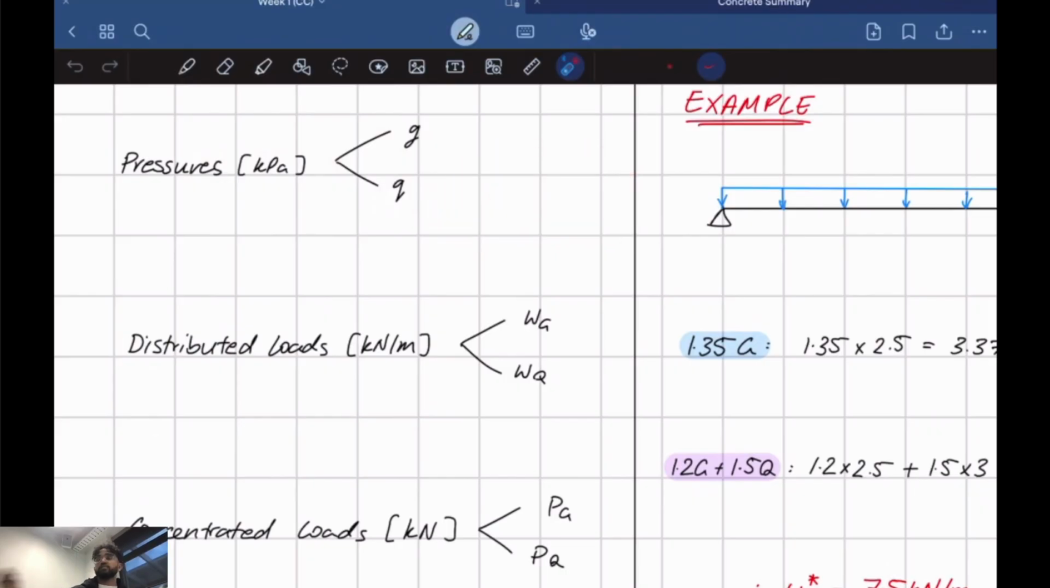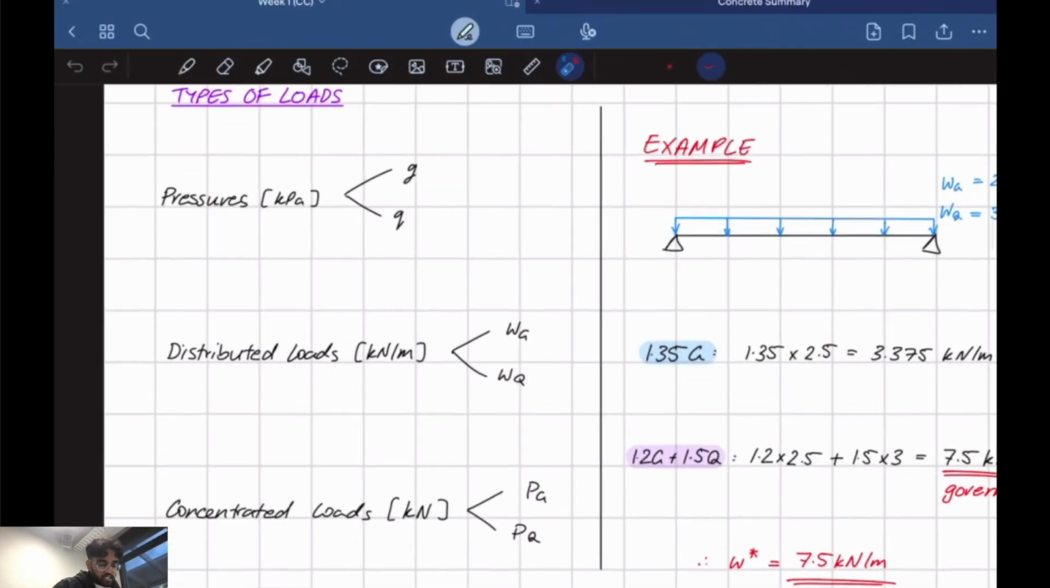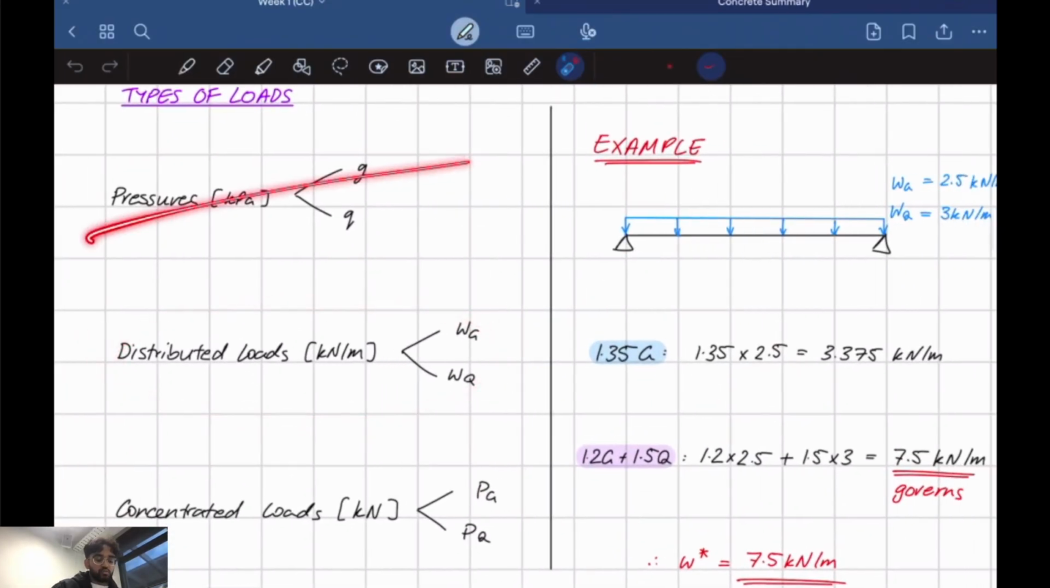And what we're going to have to do from there is use our load combos to figure out the governing action. Distributed loads are a bit easier. I don't think we'll see pressures in this course that much. I haven't seen a question with it. It's mainly going to be distributed loads and concentrated loads. So in the question, there's a dead load of WG equal to blah, blah, blah, and WQ equal to blah, blah, blah.